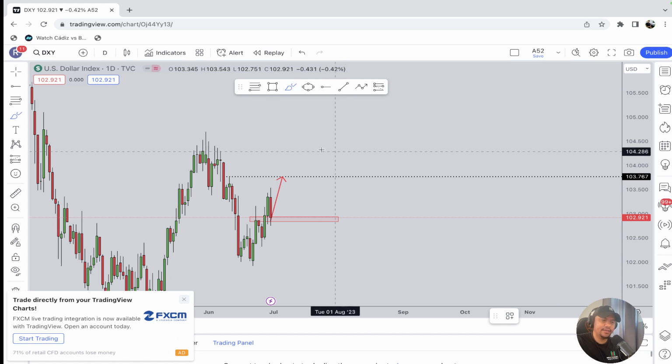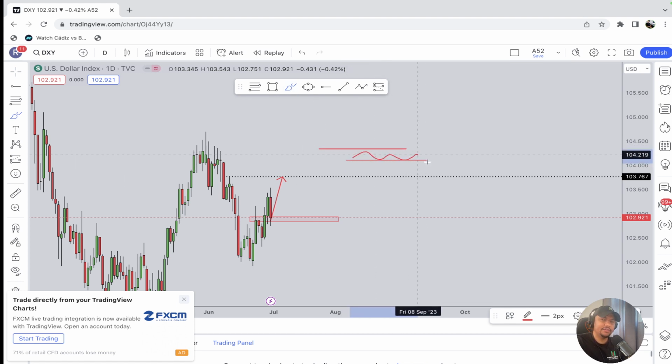And as most of you know by now, when the market waits for high impact news to come through, there's normally a time of uncertainty where the market basically consolidates and waits for the data to be released as well.